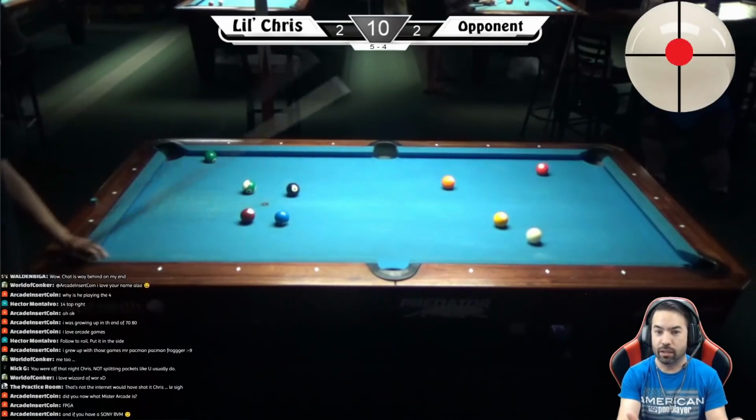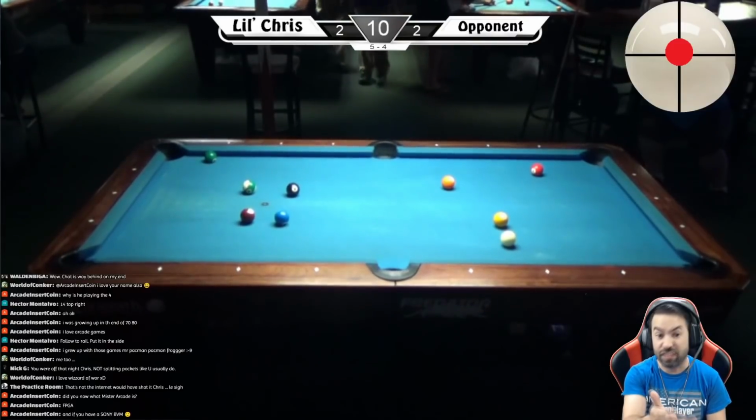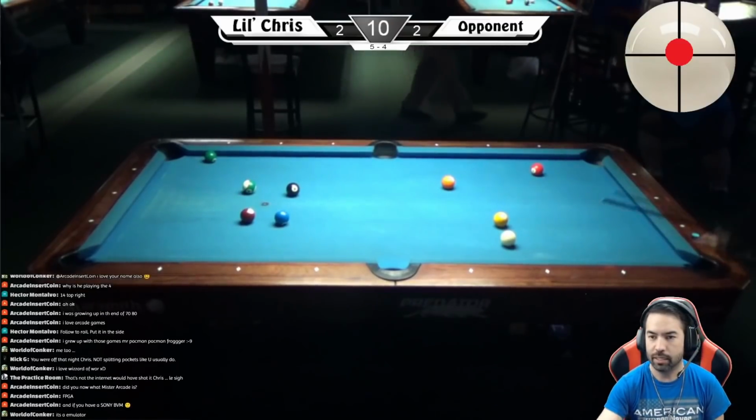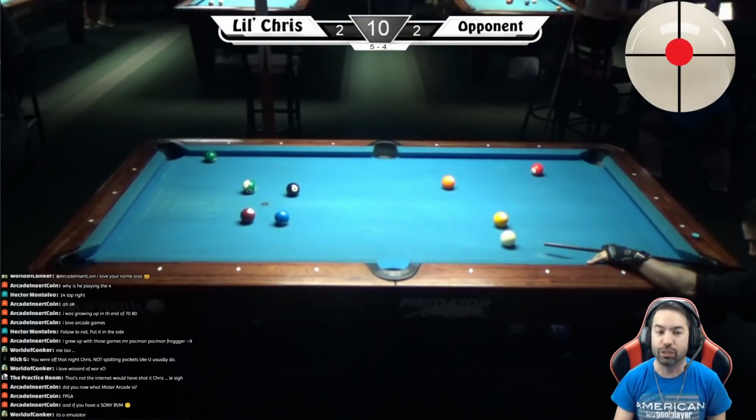So like that. Obviously he wants to make the ball. It looks like he would have gotten position on the 6. I think he was trying to get position on the 1. But I am fortunate to get back to the table, right? Because technically speaking, I'm supposed to lose this rack.